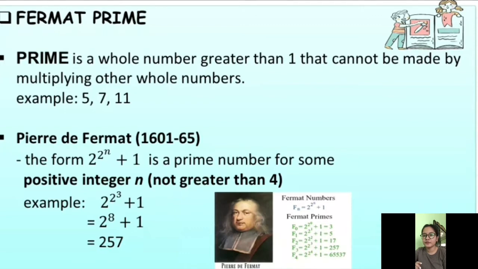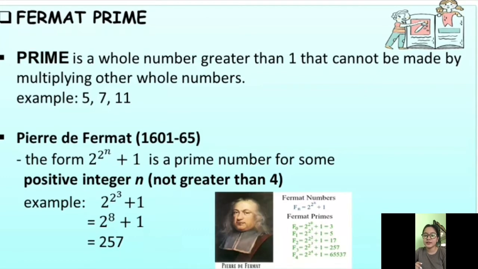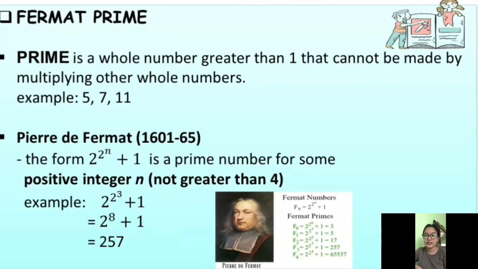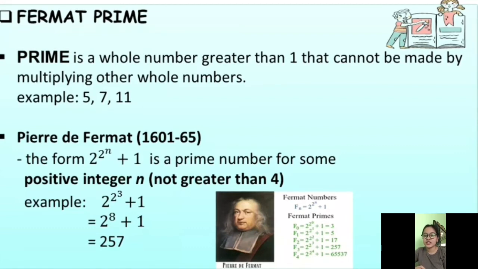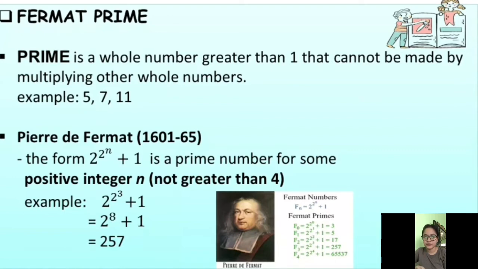According to Pierre de Fermat, the form 2 raised to 2 raised to n, plus 1, is a prime number for some positive integer n, and take note that according to him, n is not greater than 4. For example, 2 raised to 2 raised to 3, plus 1. 3 is not greater than 4, and it is equal to 2 raised to 8 plus 1, and the answer will be 257. As you can see, the answer is a prime number because there are no two whole numbers multiplying together to get 257.